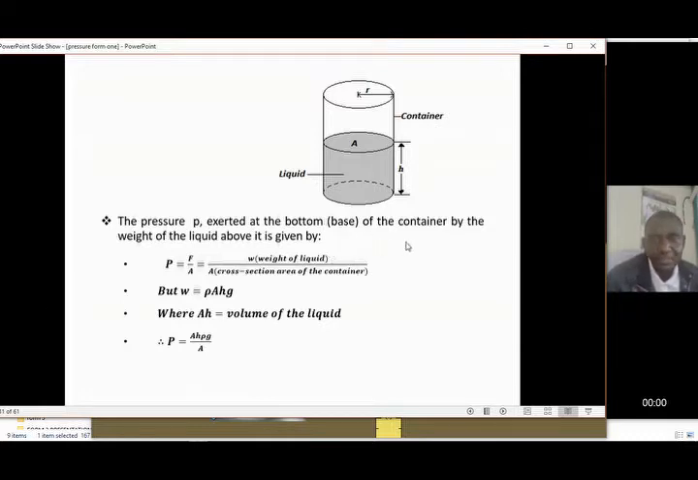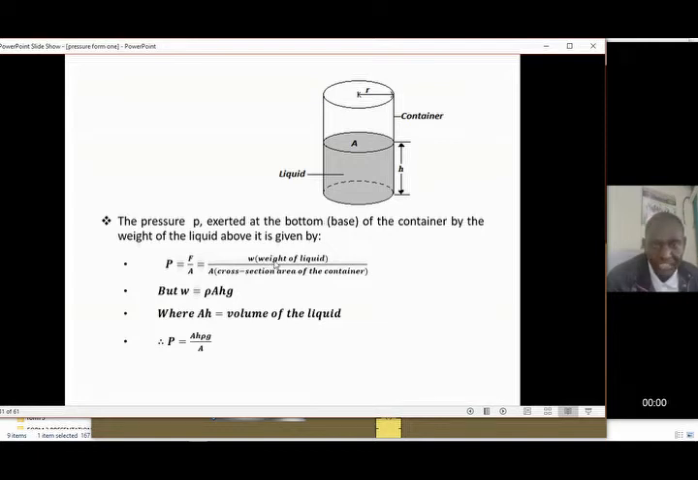Mass is density times volume. But how do we get volume as well? Volume is always equal to cross-sectional area times height. Cross-sectional area times height will give us volume. Then we multiply by density to give us mass. From here up to h, that is mass. Then multiply by g to get weight.